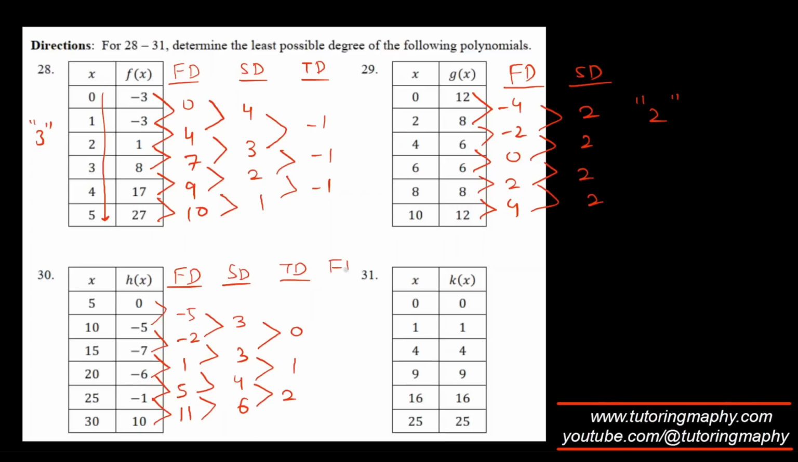Nope. Let's find the fourth difference. So I think finally we have the same number, because 1 minus 0 is 1 and 2 minus 1 is 1. So the least degree is 4.